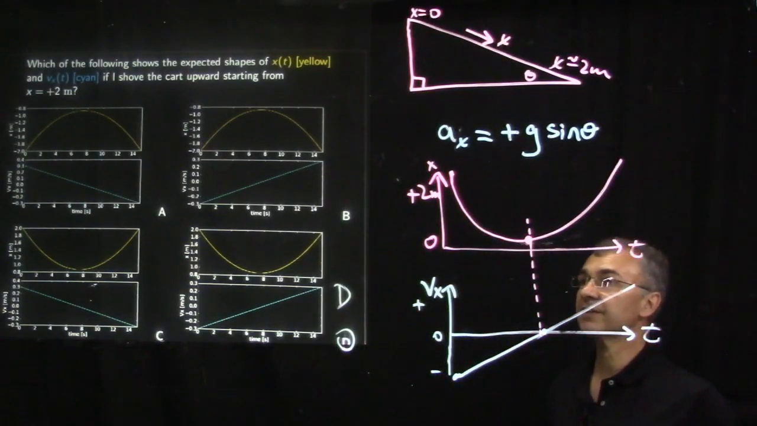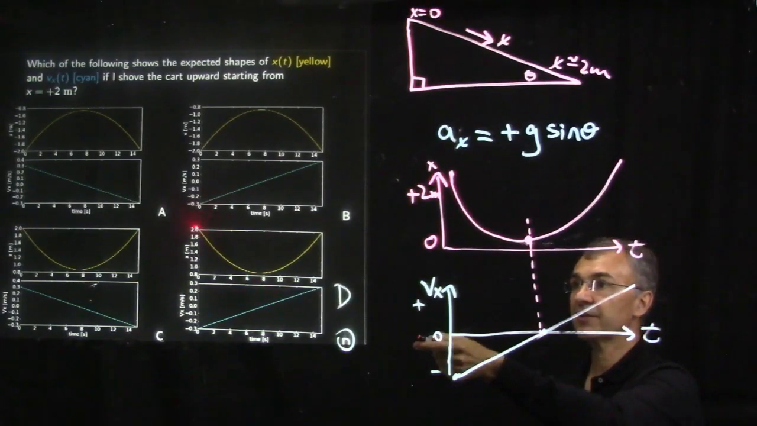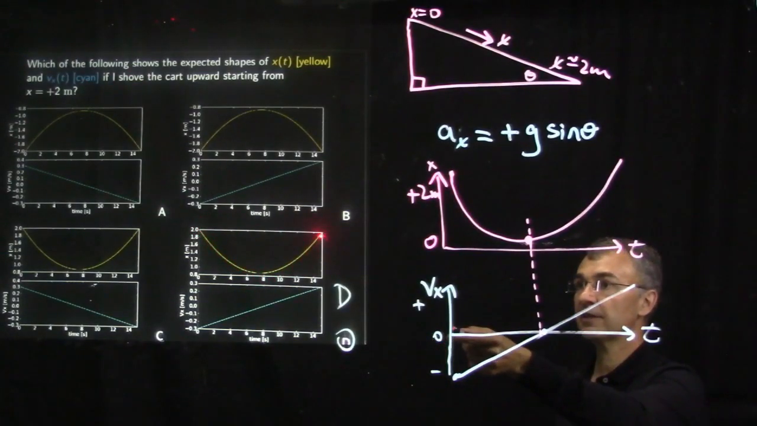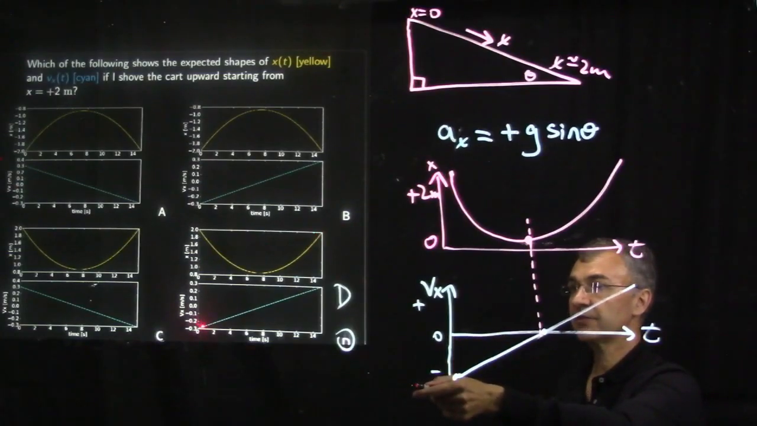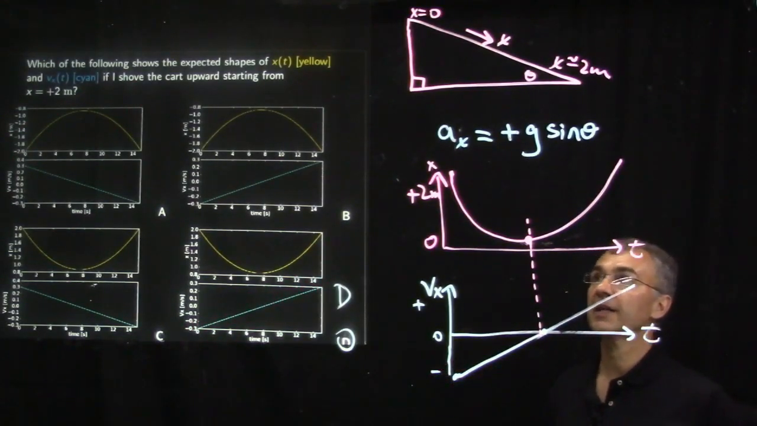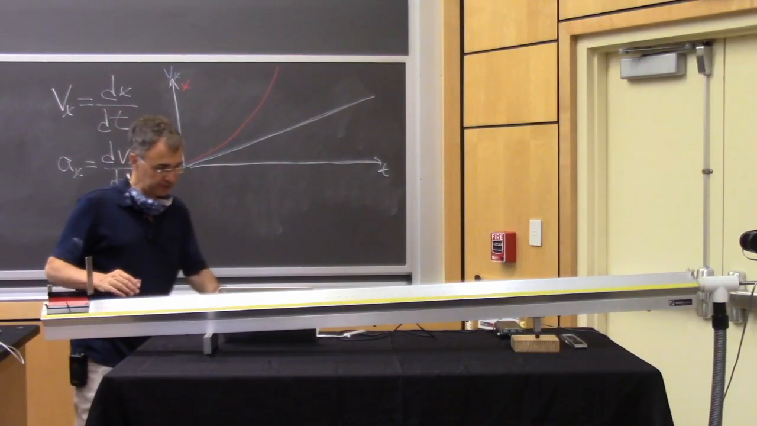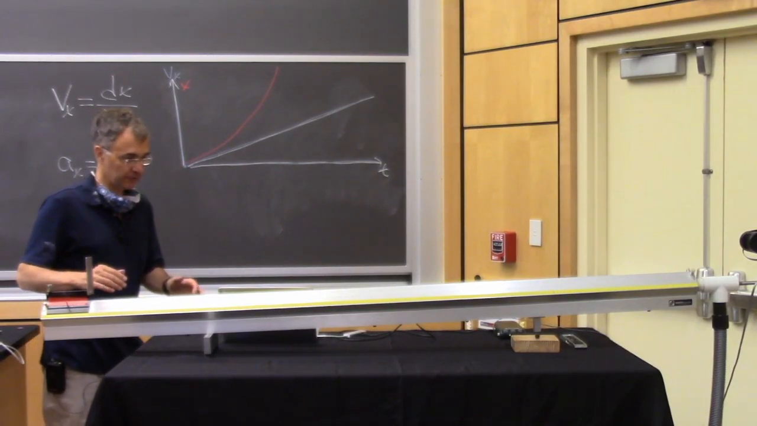So it seems like this curve D, delta, is the only one that makes sense because the x coordinate starts out at 2 meters and it gets smaller and then it gets bigger. And the velocity starts out negative and it crosses through 0 and it gets more and more positive. And it has this constant positive slope. So that seems good to me. So I think I like option D, delta there. And now let's run the graph and see what happens.